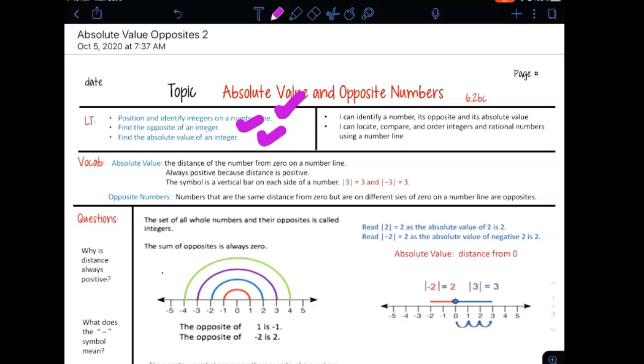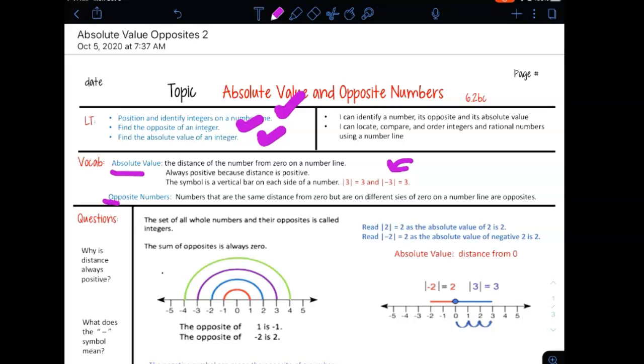So, some new words for us today. Absolute value is the distance of the number from 0 on a number line. How far away from 0 is the number? The symbol is a vertical bar on each side of a number. So you're going to see that. Okay? So that symbol there with the number inside changes everything to positive.